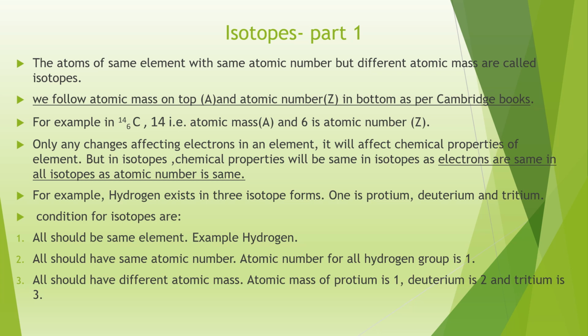Conditions for isotopes: all should be the same element, for example hydrogen. All should have the same atomic number, so the atomic number for the hydrogen group is 1. All should have different atomic mass. Atomic mass of hydrogen is 1, deuterium is 2, and tritium is 3.